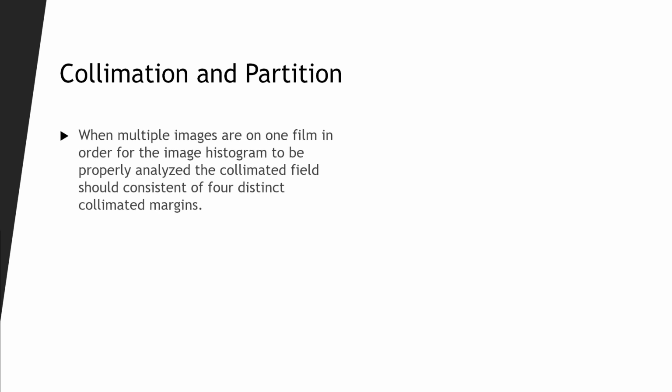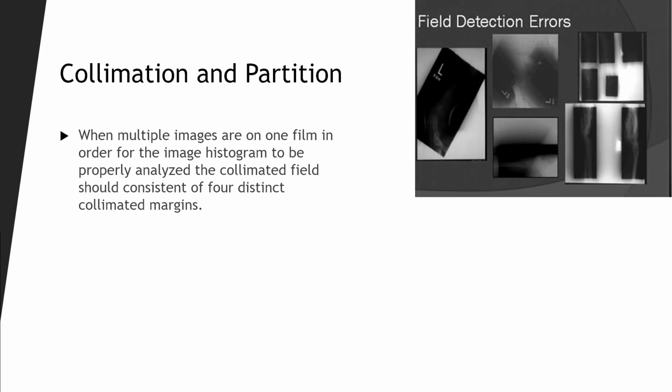When multiple images are on one film, in order for the image histogram to be properly analyzed, the collimated field should consist of 4 distinct collimated margins. In CR, when we're using a cassette, a PSP, you can take multiple images. They don't get analyzed until you put it into the reader, so you can take multiple images on one film. The software can have a hard time distinguishing the edge of one image from the other, and it can cause cropping artifacts. And this is an example right here with this wrist.